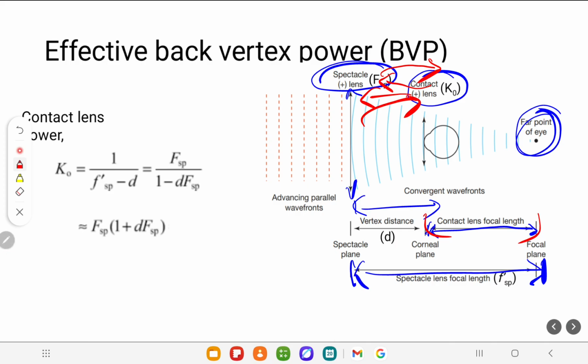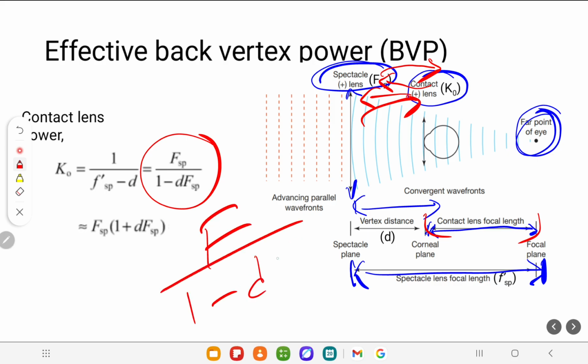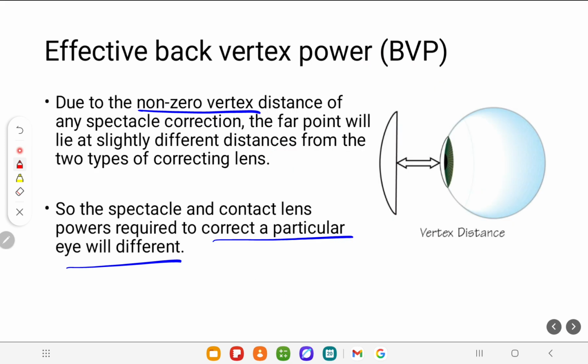Okay, so the basic concept is this, and the basic formula is this. It's always the best formula, isn't it? Spectacle power divided by 1 minus d times the spectacle power, where d is basically the vertex distance, this distance. That's a very simple formula, and this formula is actually the downstream Parisians formula, but I'm not going there. Okay, so basically the vertex distance correction will definitely change the power from spectacle to contact lens, and vice versa from contact lens to spectacle.